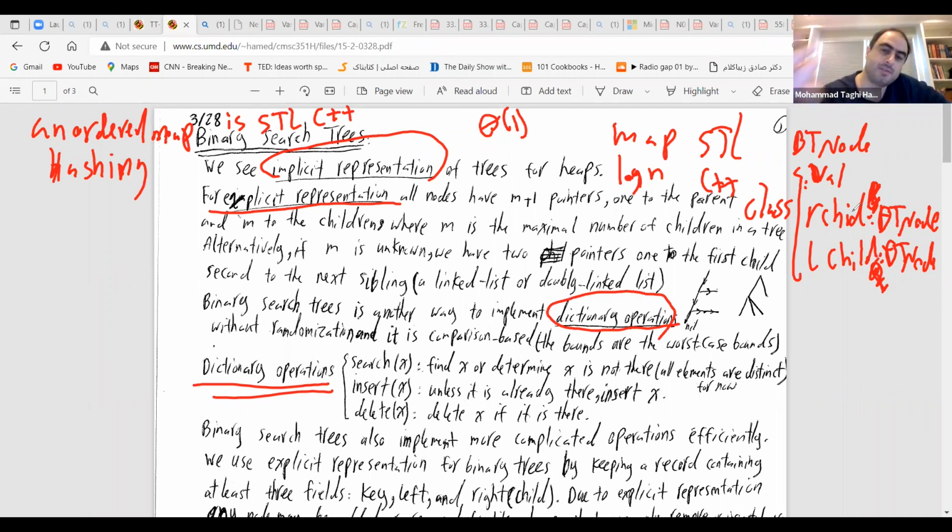So in C++, we have unordered map, which is hashing, and the ordered map, or just map, which is implemented using binary search trees. And both of them support the dictionary operations. What are the dictionary operations? These are three things. Search X says whether you will find X, or you report that X is not there. X in some sense is the key.